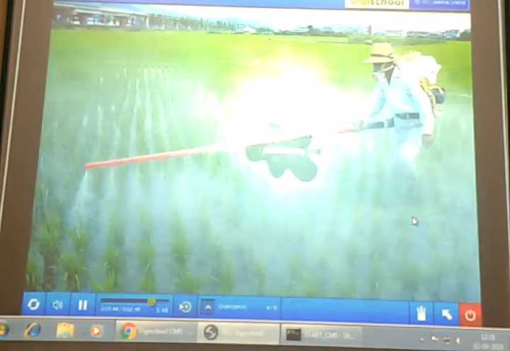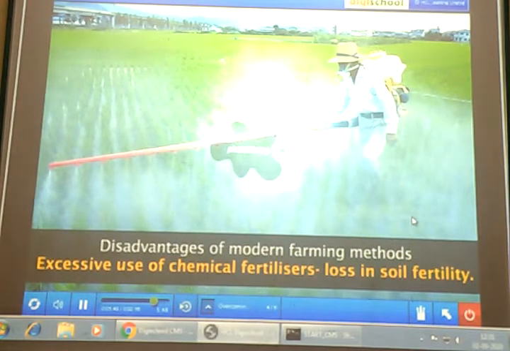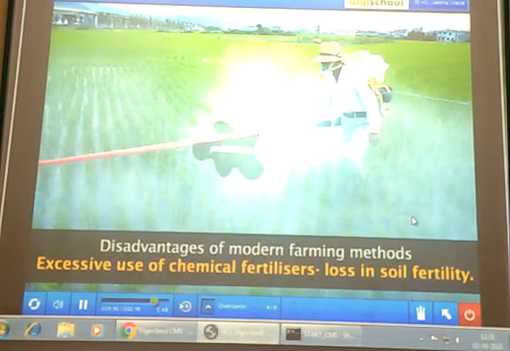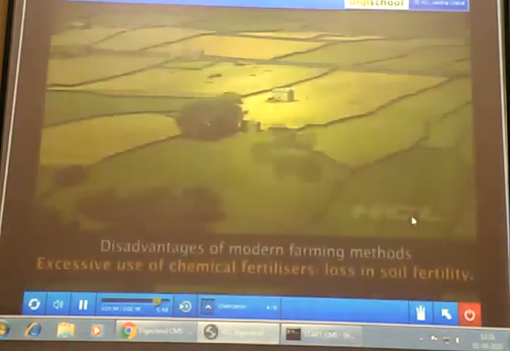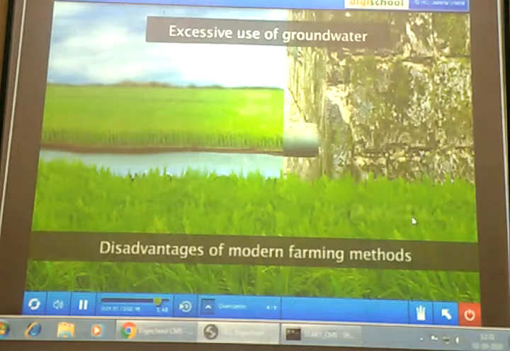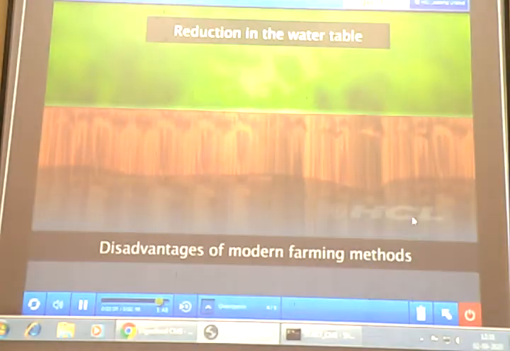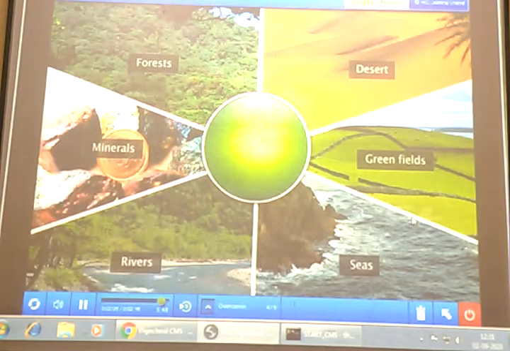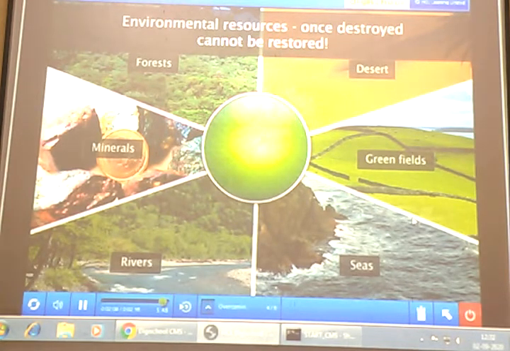These modern farming methods are not without their disadvantages. Excessive use of chemical fertilizers results in the loss of soil fertility. What's more, continuous use of groundwater for irrigation has reduced the water table. We must remember that environmental resources from the land are built over many years, and once they are destroyed, it is difficult to restore them.